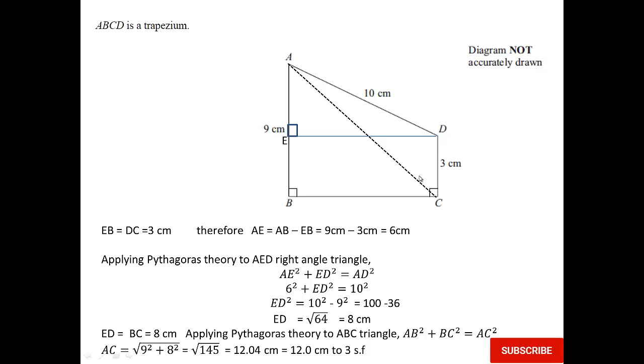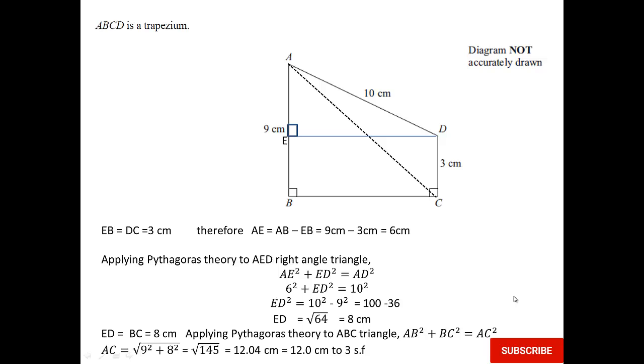AC squared is equal to AB squared plus BC squared. Therefore, AC squared is equal to 9 squared plus 8 squared, which is equal to 145. AC is equal to square root 145. That is equal to 12.0 centimeters to 3 significant figures.